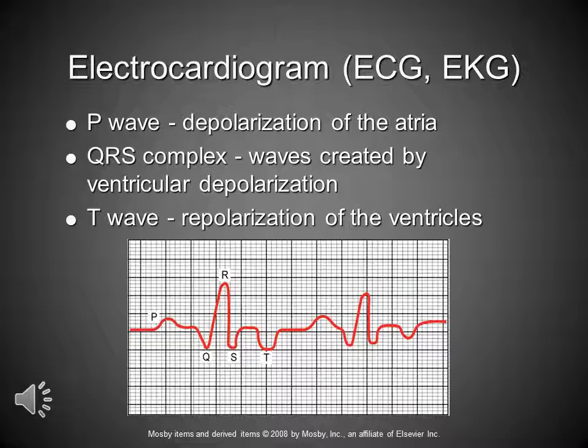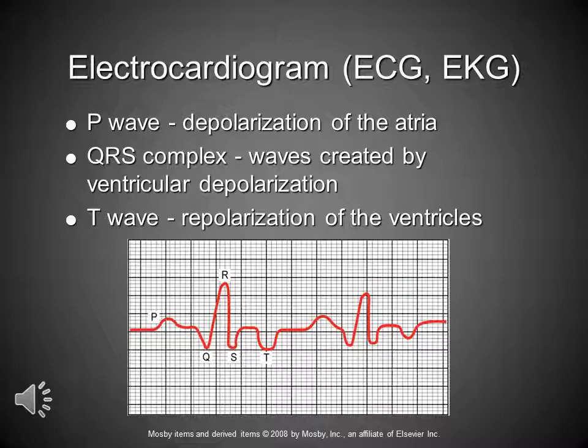The QRS complex, that big set of waves, is created by ventricular depolarization. Because the ventricles are so much larger than the atria, they're going to produce a much larger electrical event. The T wave represents the repolarization of the ventricles. There is no wave to show atrial repolarization, which actually occurs during the QRS complex.